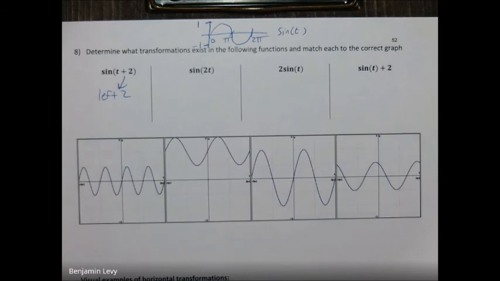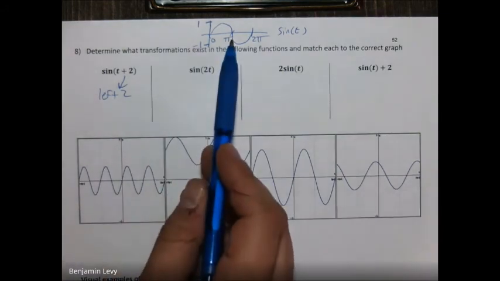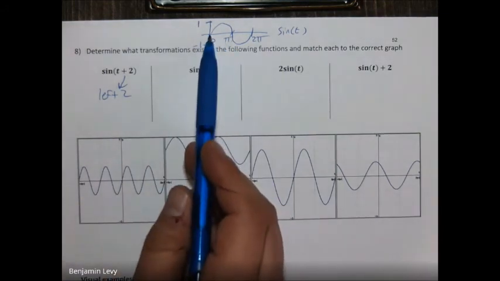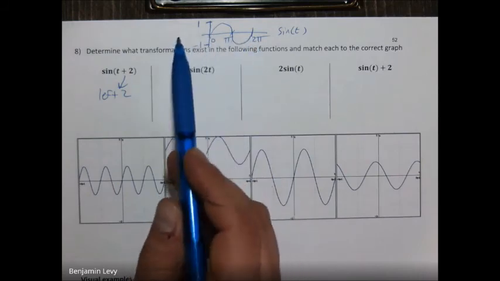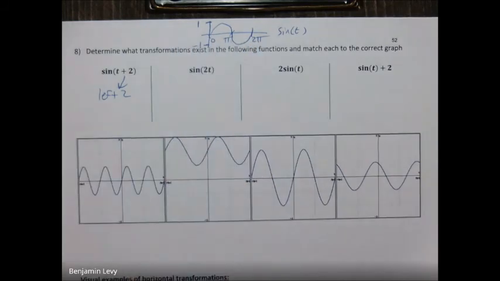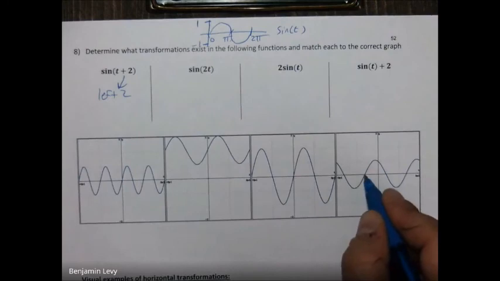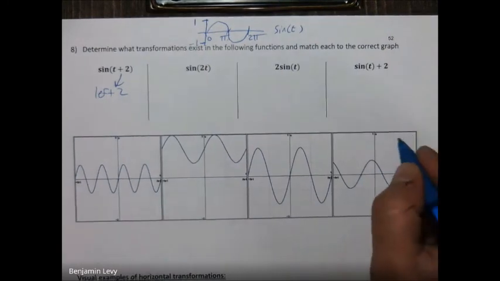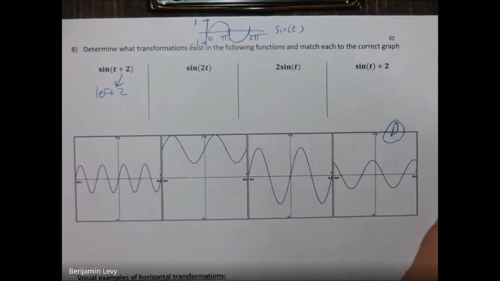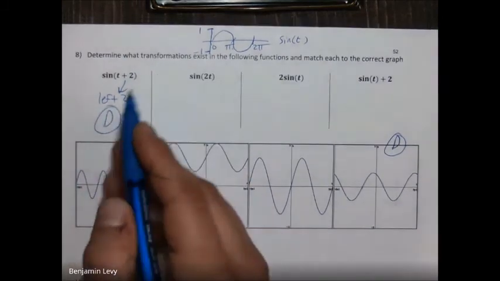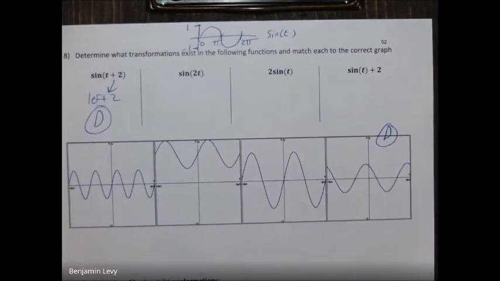So if we want to make this graph go left 2, then it's not going to start at 0 anymore. It'll start at -2. The one that seems to be starting at -2 is this one right here. And so let's label this graph D. This one is associated with that because it went left 2.